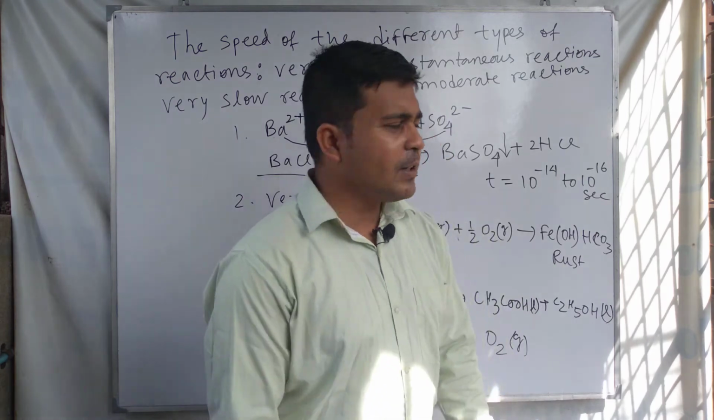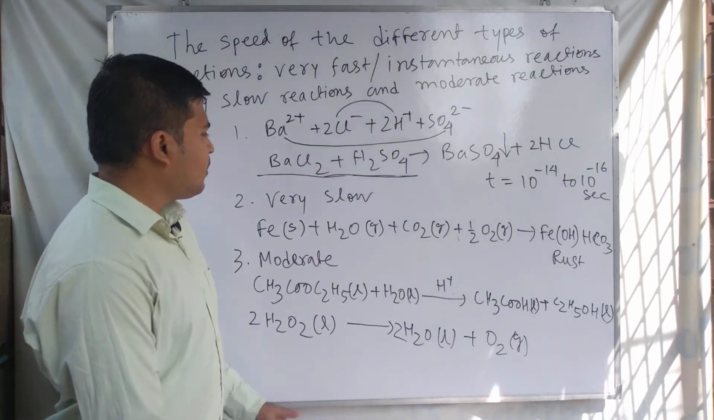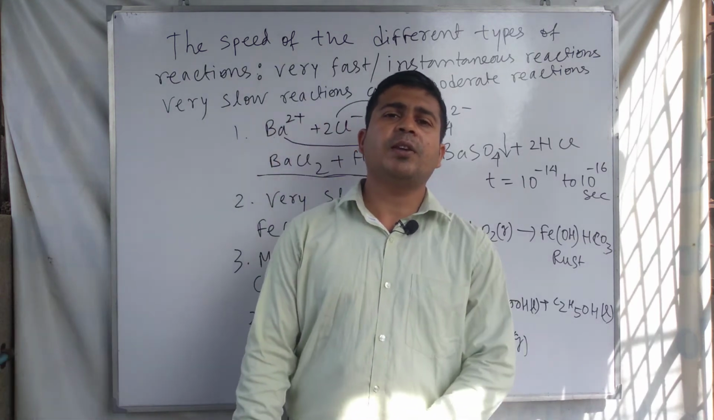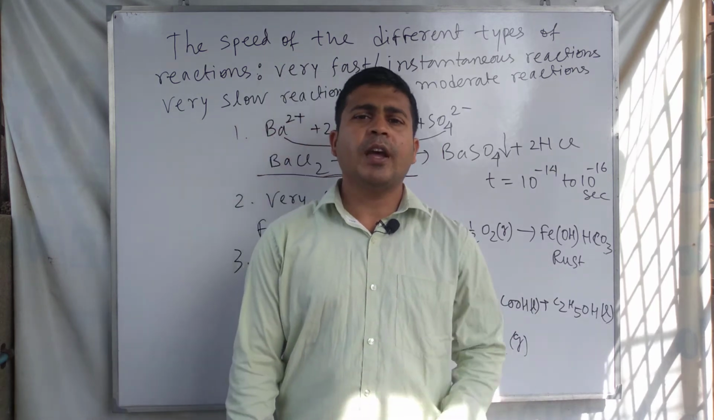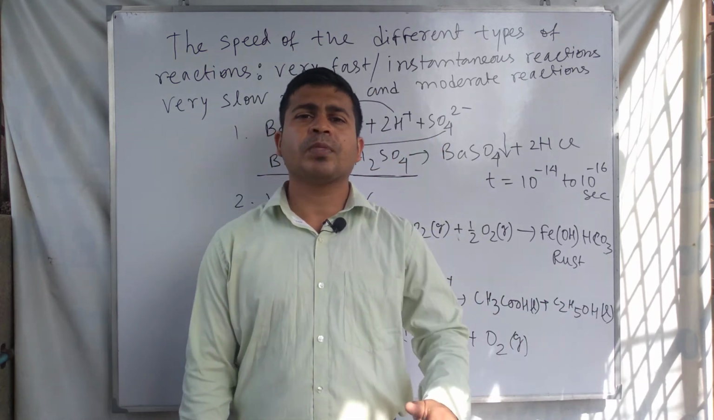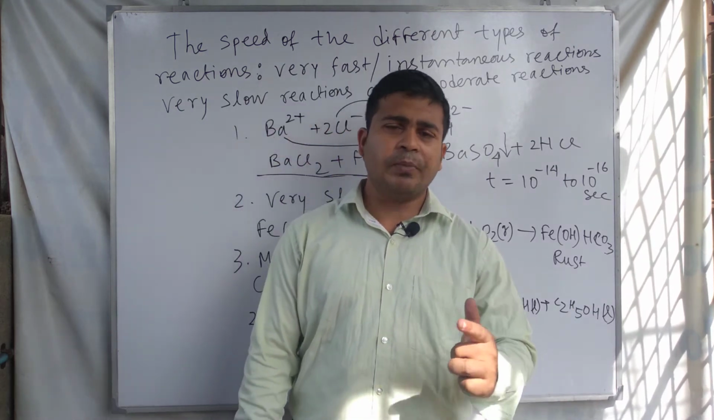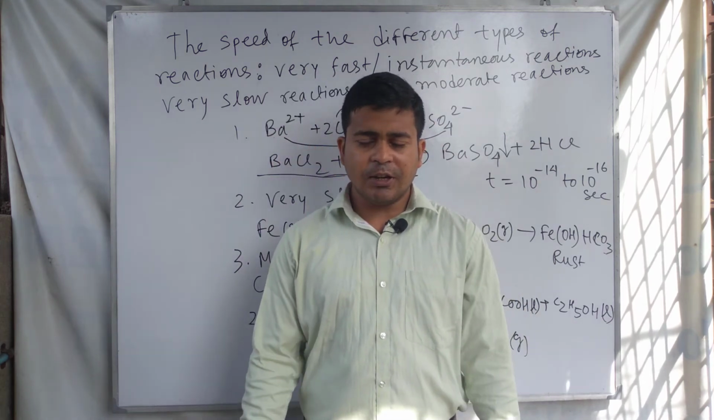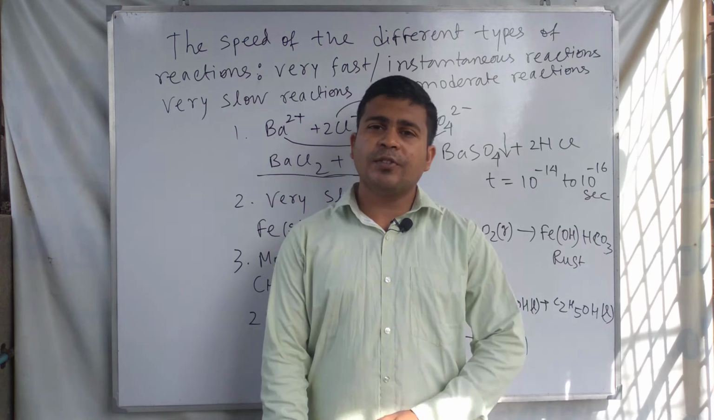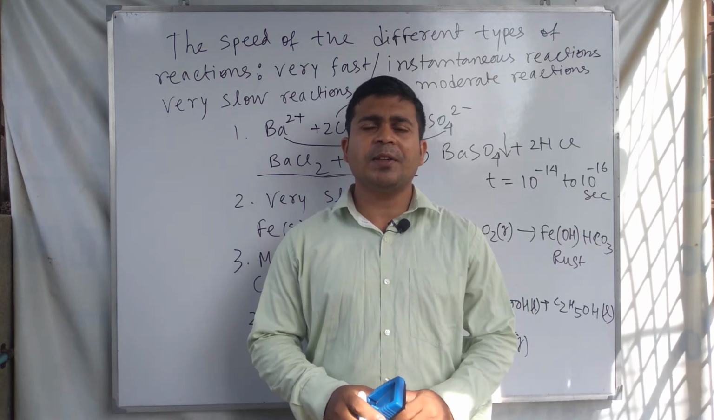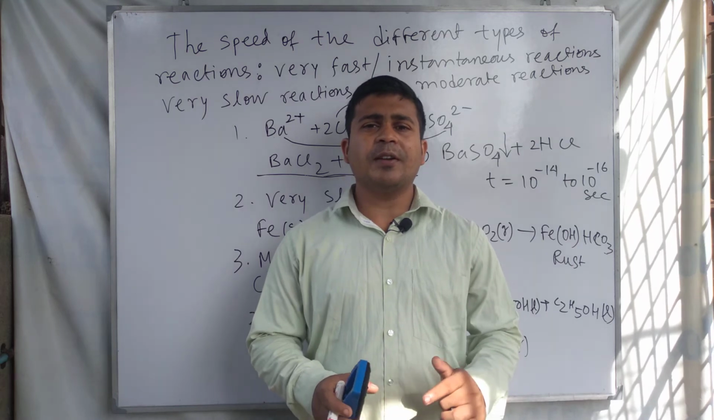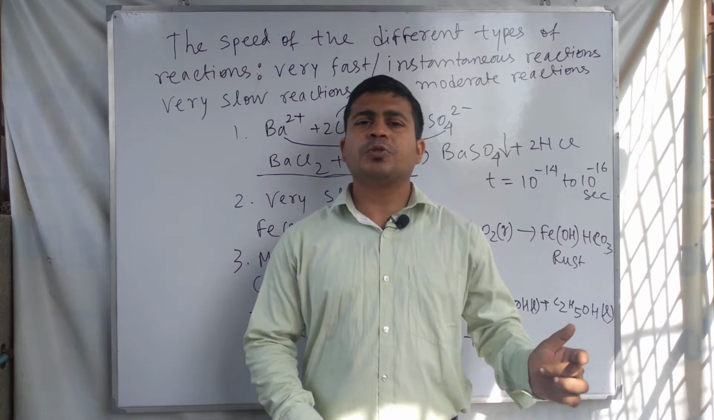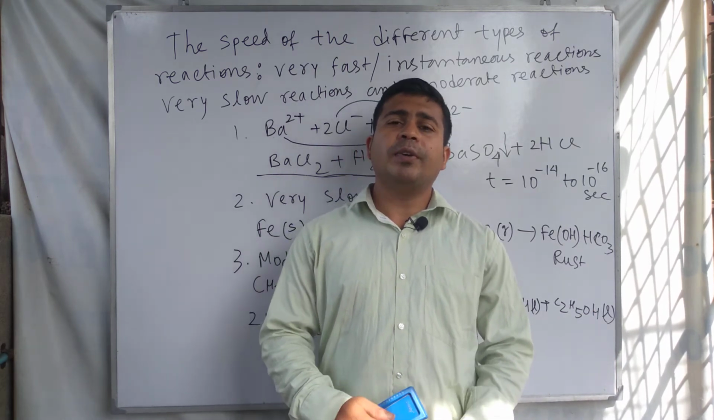Our second type of reaction based on the speed of chemical reaction is the very slow reaction. For a very slow reaction, the reaction takes place at a very slow rate and takes a large time to complete. So these are called very slow reactions. An example of a very slow reaction is rusting. Rusting takes a long time to complete, so rusting is a good example of very slow reactions.